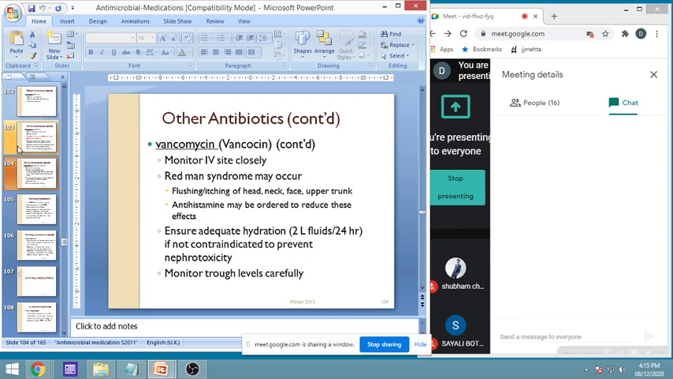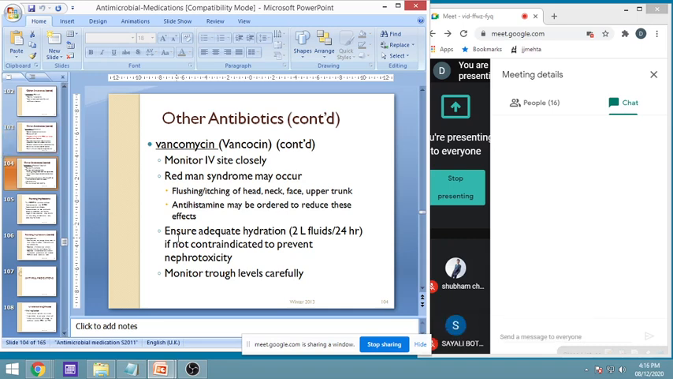Now, what do you mean by trough levels? If you have studied pharmacokinetics, then every drug at the time of administration achieves some peak and then it comes down. So the lowest value in the pharmacokinetic graph, when we are going for continuous administration one after another, whatever the lowest level it reaches, that is called the trough level. So trough levels should be monitored carefully. It should not become toxic. It should not be less than the effective dose.